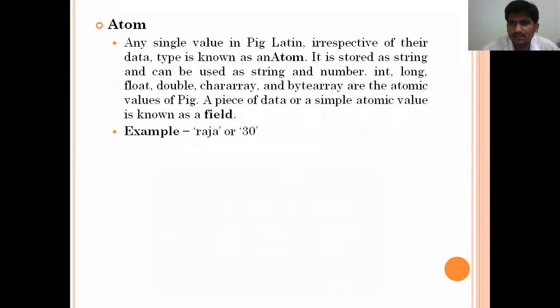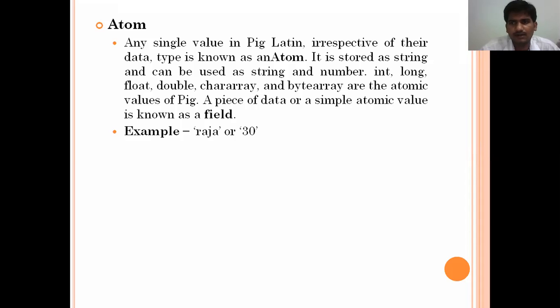It is stored as a string and can be used as a string or a number: int, long, double, float, char array, or any byte array. It is an atomic value of a field. A piece of data, a simple atomic value, is known as a field. For example, Raj or 30: any one particular field is known as an atom.